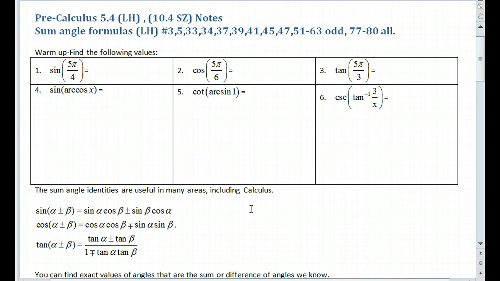Okay, here are our notes for pre-calculus, section 5.4 out of Larson-Hostetler and 10.4 out of Stitt-Ziegler. Some angle formulas, and so we're going to build on that. Before we do that, I want you to warm up with these six problems. You should be able to do these, so try those, and then we'll come back and help you out with them.